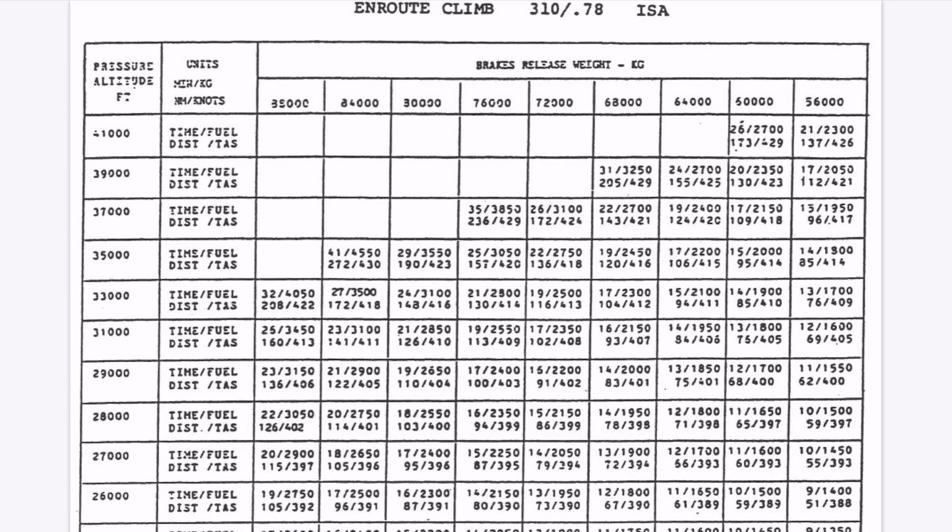Another factor to consider in the climb chart is the fact that the aircraft weights are presented 4,000 kilos apart. The brakes release weight we enter has to be to the nearest 2,000 kilos, so you'd quite often be interpolating for the weights as well as the ISA deviations.